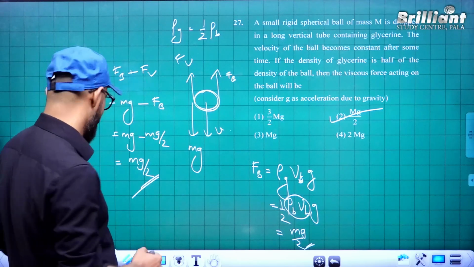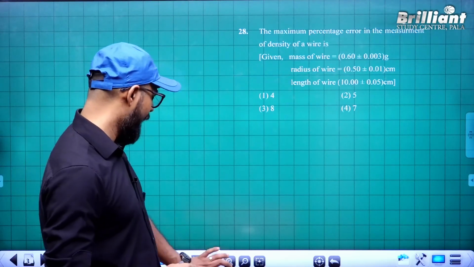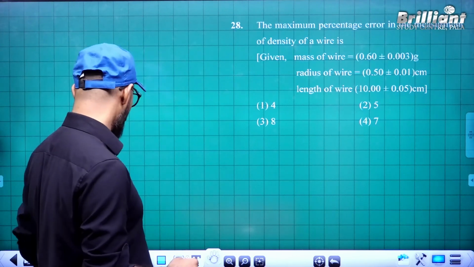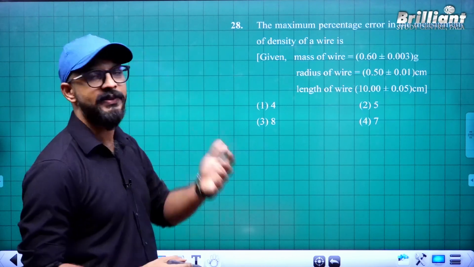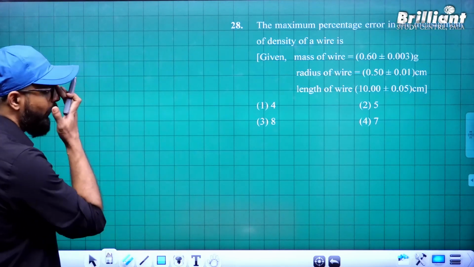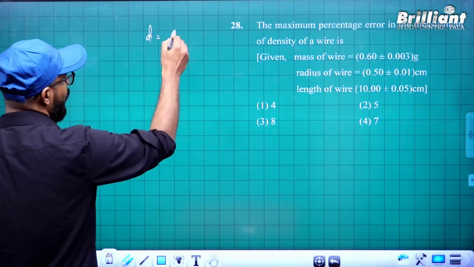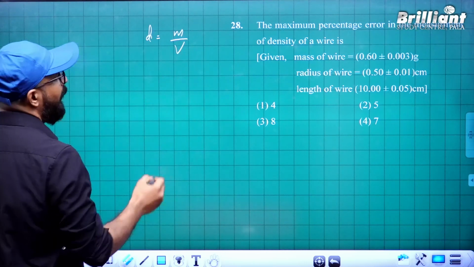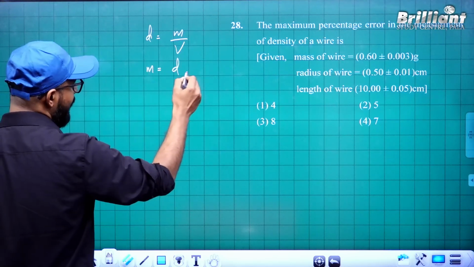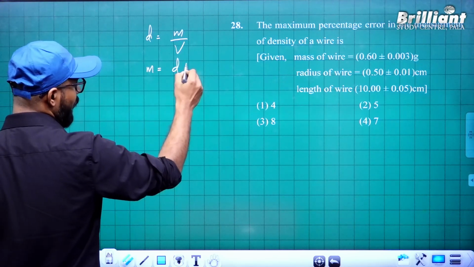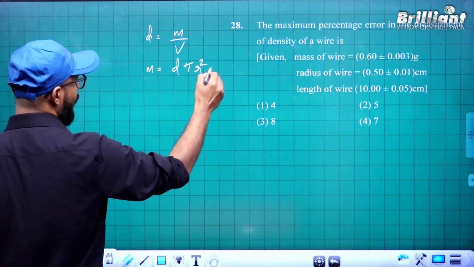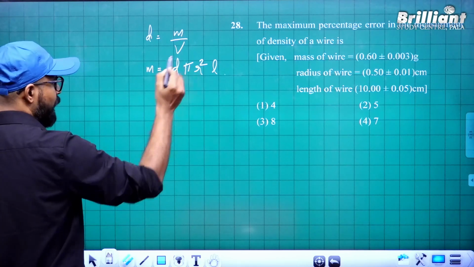Option 2. Next. The maximum percentage error. Just a little calculation is there, nothing else. They are asking what is the percentage error in the density of the wire. How do you write the density? Well, density is equal to mass divided by volume, correct? And how do we expand this? Well, mass is equal to density into volume. Volume, well, this is a wire, so we can write it as pi r square into L. Clear? Pi r square into L.